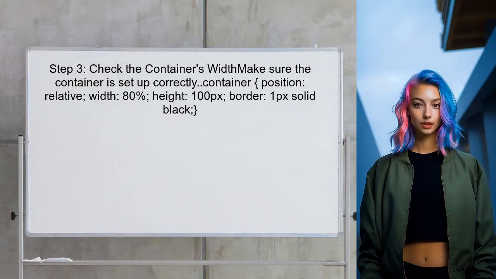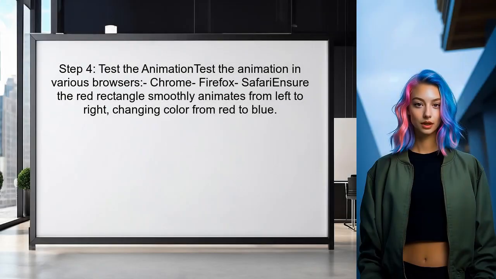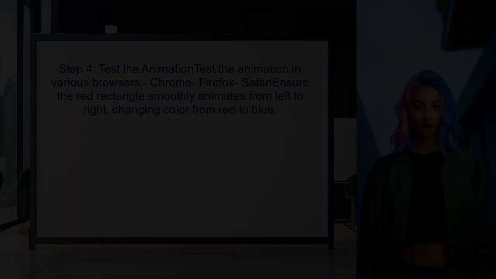Additionally, the user should check the container's width to ensure it is set correctly. The container should have a relative position to allow the absolute positioning of the animated div. Finally, the user should test the animation in different browsers to ensure compatibility. This will help identify any remaining issues.